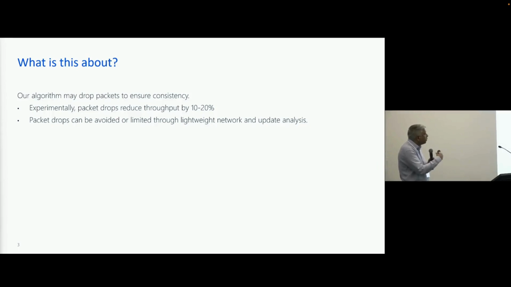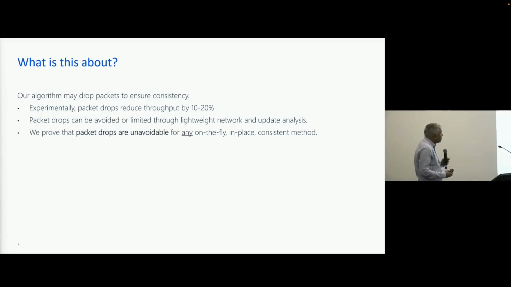And we show that by doing some lightweight network analysis and analysis of the updates, you can actually either limit these packet drops or avoid them completely in some situations. And this is very much an active area for further work. But the most interesting thing to me as a formal methods person is that we can prove that packet drops are unavoidable. So if you have any algorithm that meets these three requirements, then there are scenarios in which it will drop packets. So you can't get that number down to 0. I mean, of course, we want it to be less than 10 or 20%, but you cannot always get it down to 0. Okay. So that's kind of a summary of this entire work, the highlights of the work.